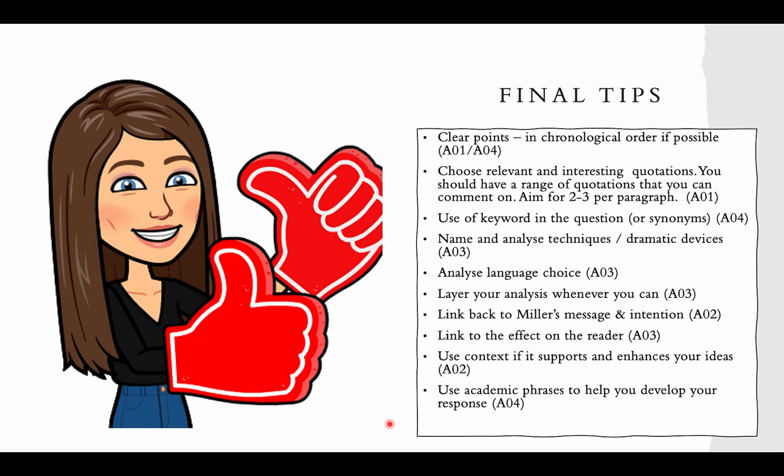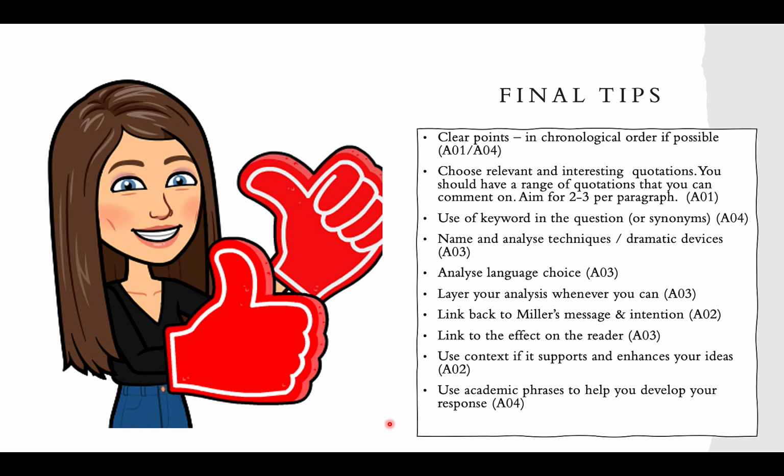Ensure you use the key word in the question or synonyms of this throughout. Make sure you're naming and analysing the techniques that you see and the dramatic devices, because this is a play. Analyse language choice wherever you can and discuss the connotations, what is implied, what is suggested. Layer your analysis wherever you can. This is where you comment on a device or a technique, and then you take it further by also analysing language. Link back to Miller's message and intention.